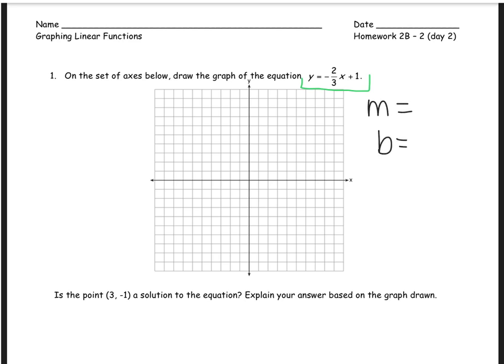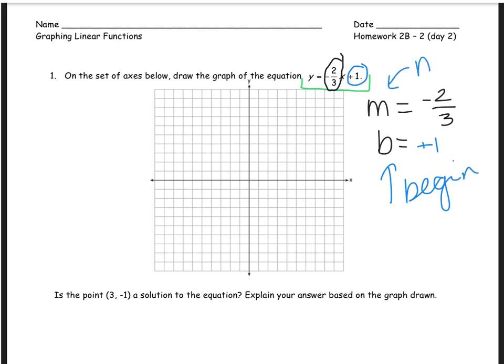Now, slope is married to the x. It's the coefficient to the x, not the x, the number that's in front of x. In this case, it's negative 2/3. Our y-intercept is going to be positive 1. Remember, B tells us where we're going to begin, and M tells us how we're going to move. So basically what this means, my numerator up here is a negative, so that means I'm going down 2. My denominator is positive, which means I'm going to go to the right 3 units.